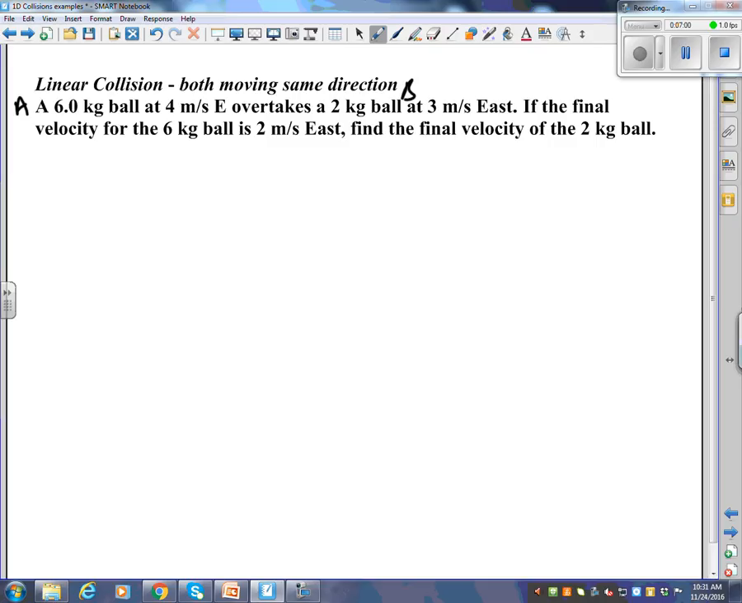Okay, this time I'm going to do it sort of in two stages and see if you like this way better. The initial momentum is equal to mass of A times velocity of A plus mass of B times velocity of B, because I have two objects moving. So the initial momentum, the mass of A is 6. It's moving at 4 meters per second.